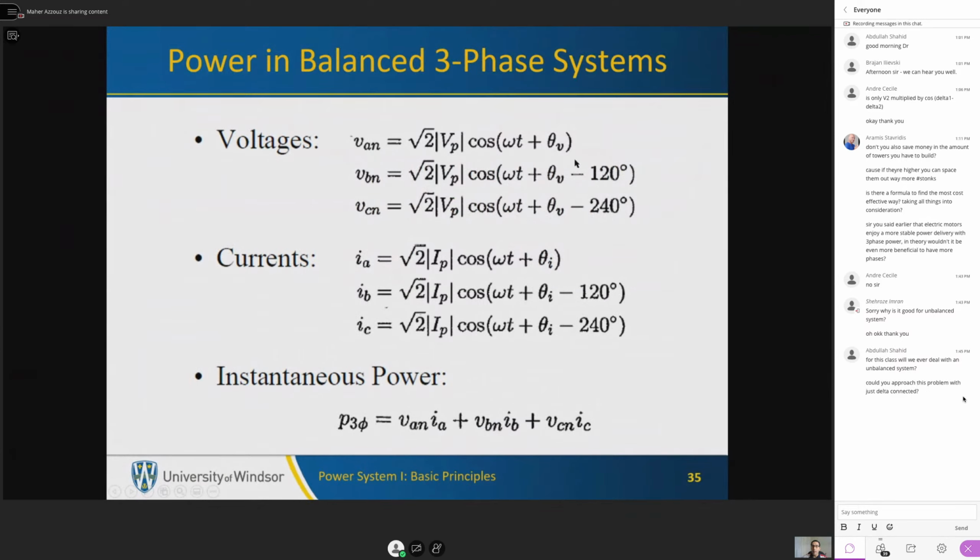For power, in the beginning of this lecture, I introduced how we calculate the power. If you have three-phase voltages and three-phase currents, the total power is the summation of all phase powers: PA, PB, and PC. But of course, these are instantaneous.